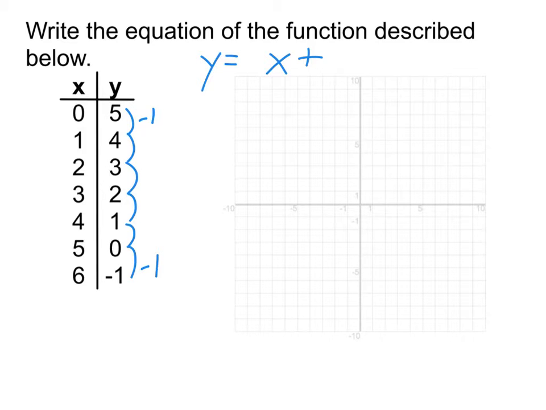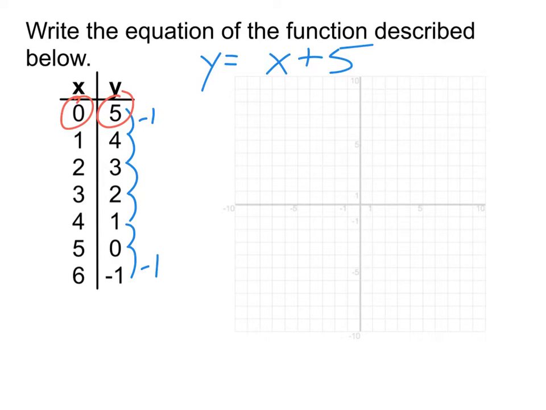Well, the way to know that, remember, is when x is 0, y is normally 0. Instead of 0, it's at 5. What do I do to 0 to get 5? I add 5. So it's got to be a plus 5 hanging on the end.